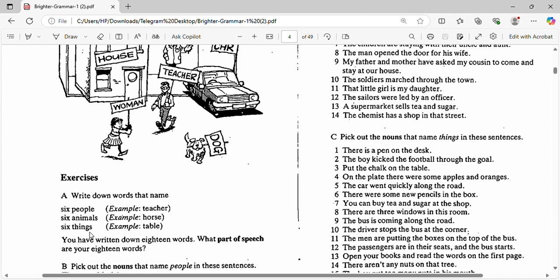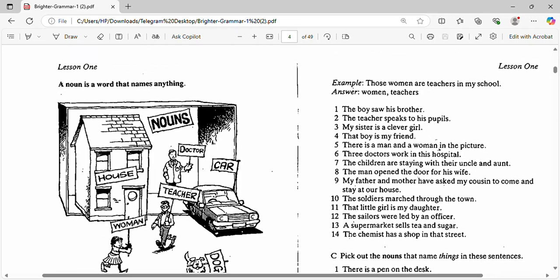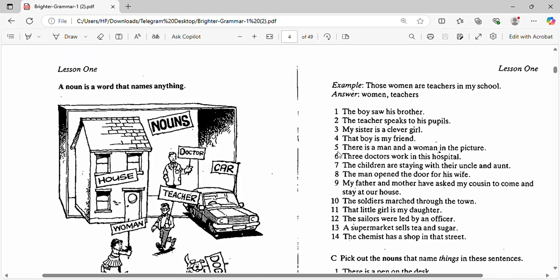Okay, so let's move on. Exercise B. Pick out the nouns that name people in these sentences. So let's look at the sentence. Now the example that was given: those women are teachers in my school. What are the answers? Women, teachers, they name people. So let's continue to do the exercises together.